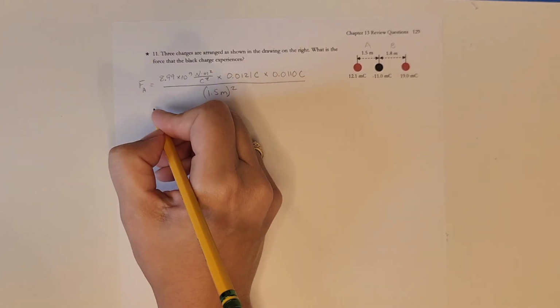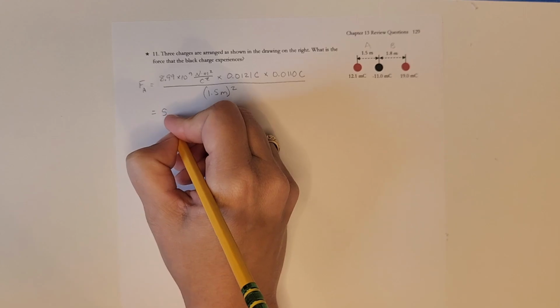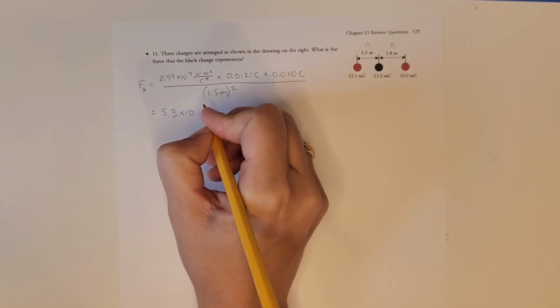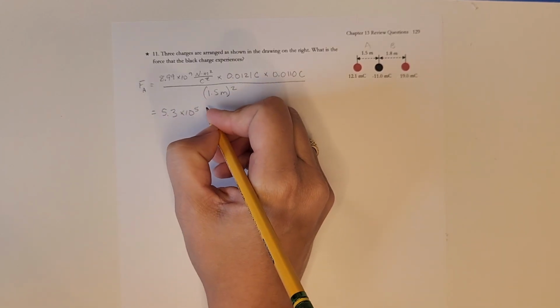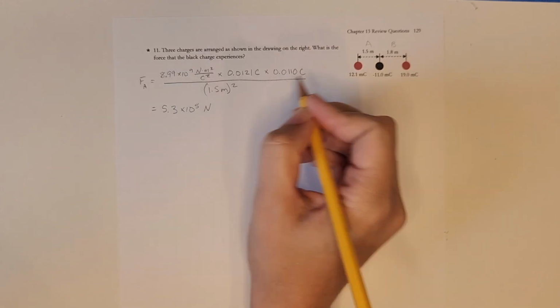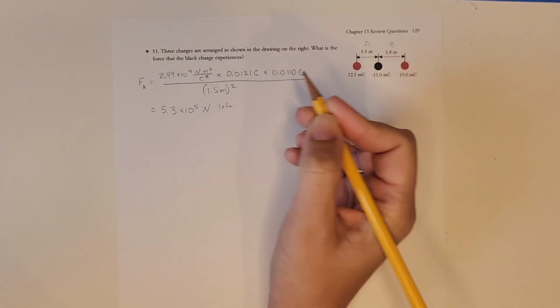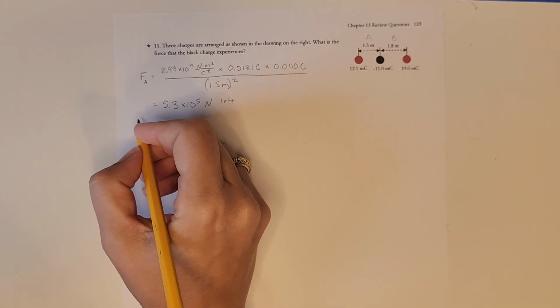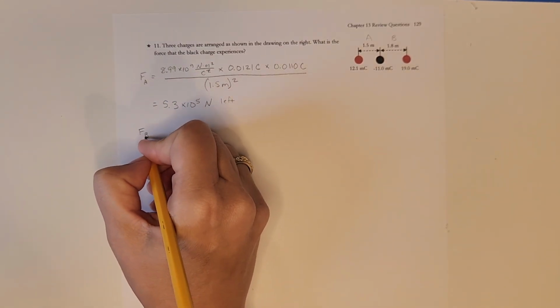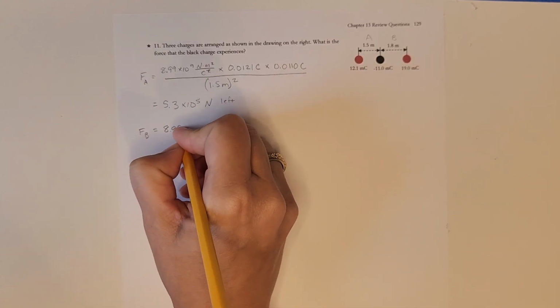Okay, so calculating all of that out, we will get 5.3 times 10 to the 5th newtons, and that is pulling our black charge left. Okay, force B. Coulomb's constant.